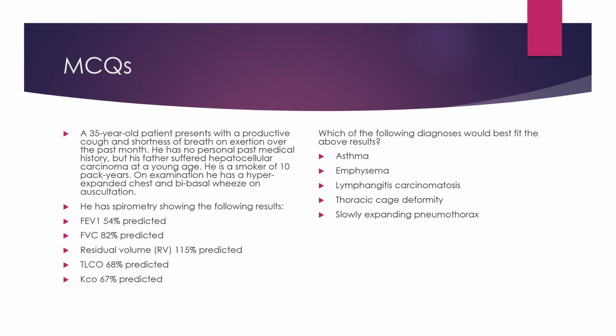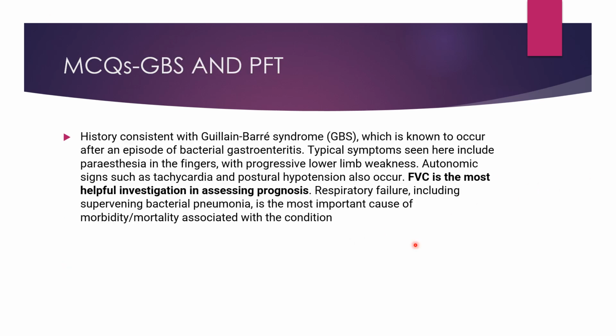So going to the next MCQ. So this is not an MCQ. It can come as an MCQ. They will give a history which is consistent with Guillain-Barré syndrome, where there will be areflexic quadriparesis following an episode of gastroenteritis, something like this. And they can also give associated autonomic dysfunction like tachycardia or postural hypotension. And the question would be, what is the most helpful investigation to assess prognosis with regard to the respiratory involvement?